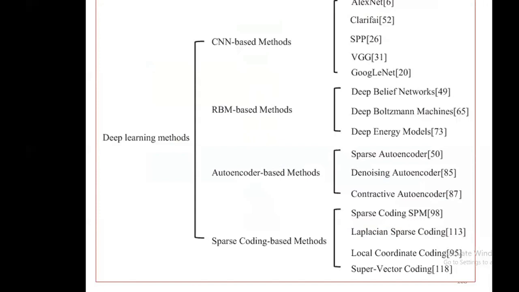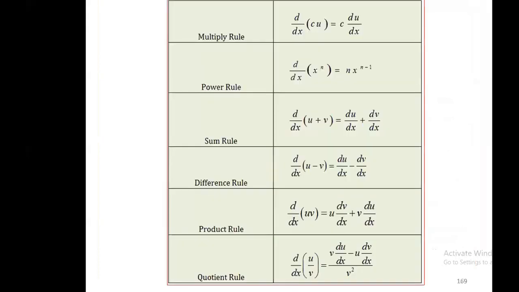In CNN, we are using the VGG model. I have used the VGG model, ResNet, GoogleNet for my research work. And for RBM based methods, we are using deep belief networks, deep Boltzmann machines, deep energy models. For autoencoder based methods, we are using sparse encoder, denoise etc. These are the top 10 algorithms I have used for my research.